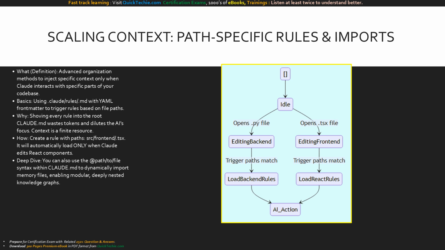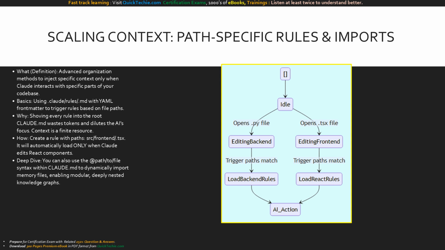This state diagram maps out lazy loading context. From an idle state, if Claude opens a Python file, it triggers the backend route, instantly loading the specific backend rules before taking action. Conversely, opening a TSX file routes to the front-end path, loading React-specific rules.